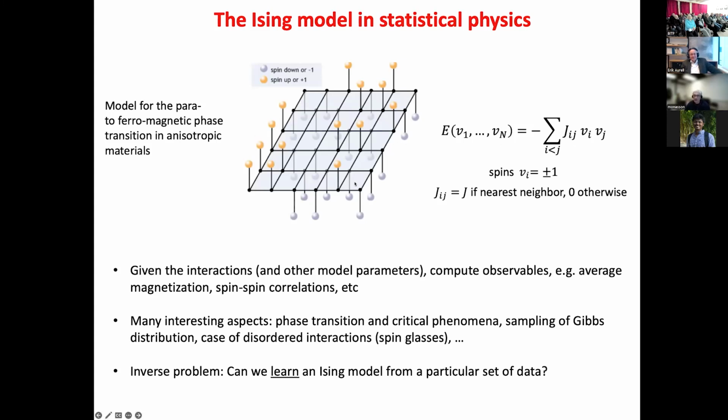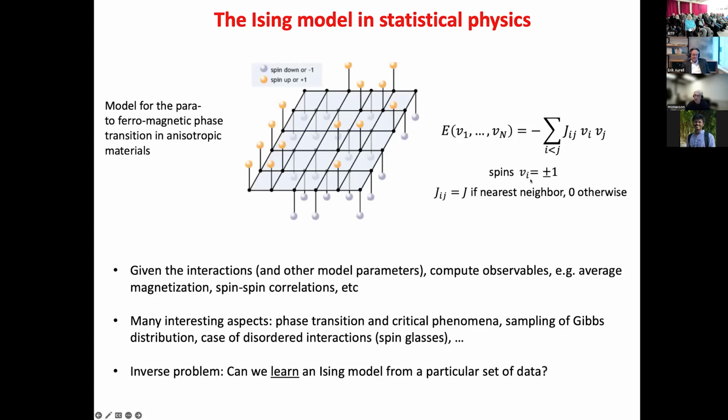Essentially, you have a model here on a two-dimensional grid, but it could be any kind of geometry, three-dimensional, for instance. And we have a local magnetic moment, which may be up or down. So it is a strongly anisotropic material. So let's say +1 or -1, depending on the direction. And an energy, which is written on the right, where the Jij are usually equal to J, which is positive or negative, if you have nearest neighbors on the grid, or 0 otherwise.